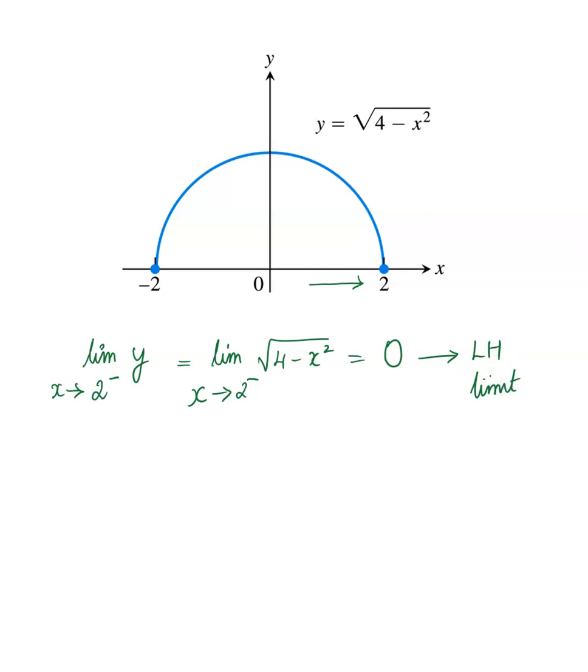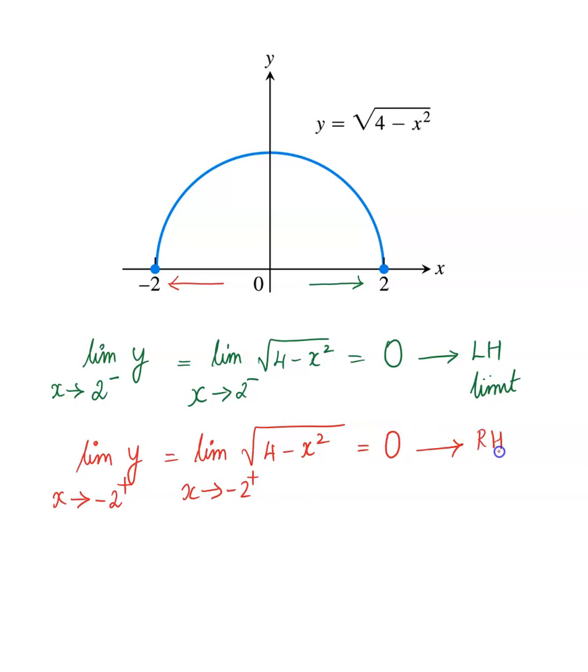Now I go to -2. If I approach -2 from the right, I find that that value corresponds to a 0 on the y-axis. So the limit of y as x approaches -2 from the right, with a plus suffix, or I could write it as 4 minus x squared for the y, is also 0. That will be the right-hand limit.